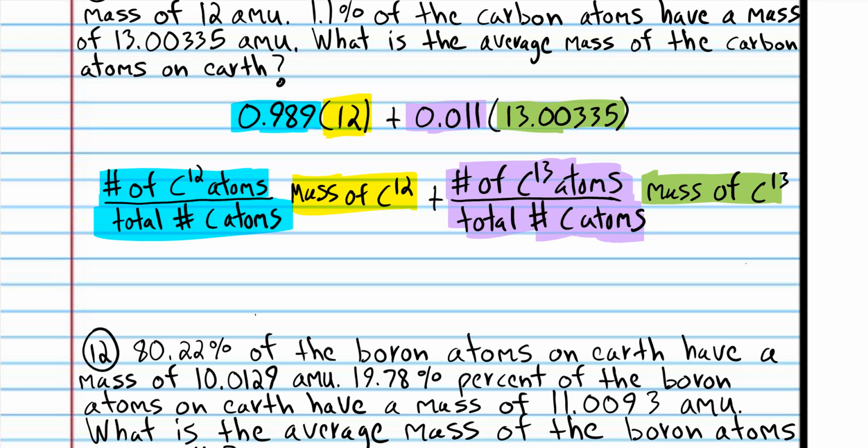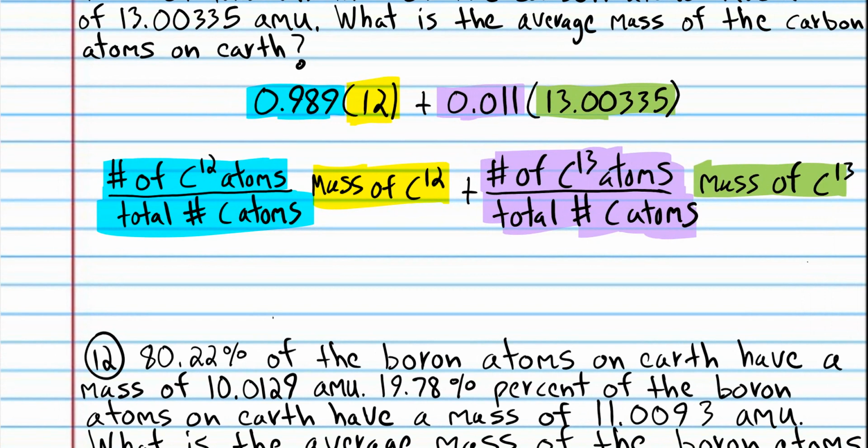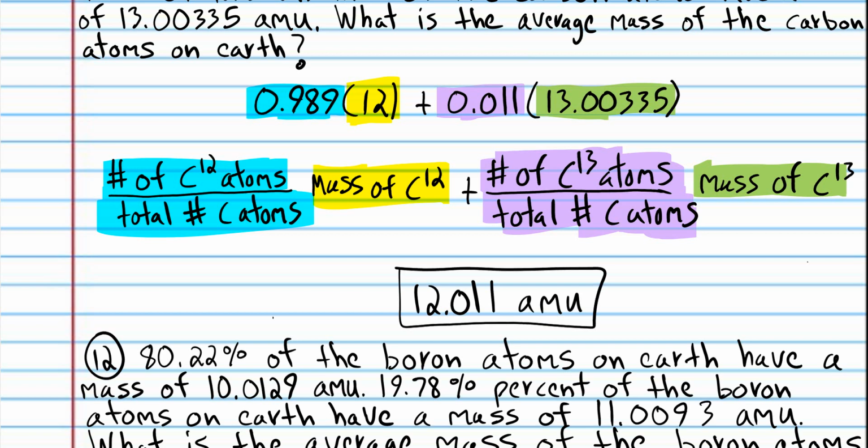So let's multiply 0.989 times 12, and we get 11.868, and then add 0.011 times 13.00335, and we get 12.011, and we have to write AMUs. So that is the average. So if you look at a periodic table, this is the number that's going to be written, probably 12.01, somewhere around there.